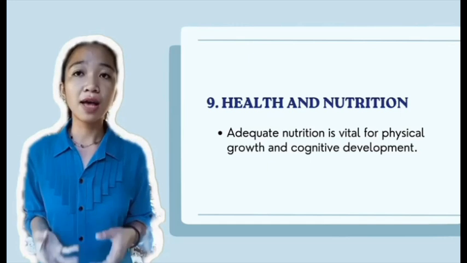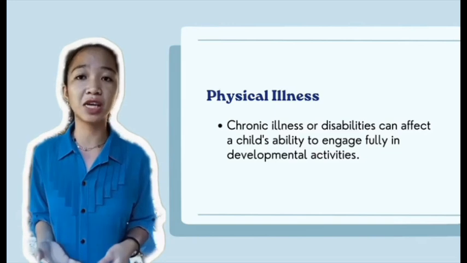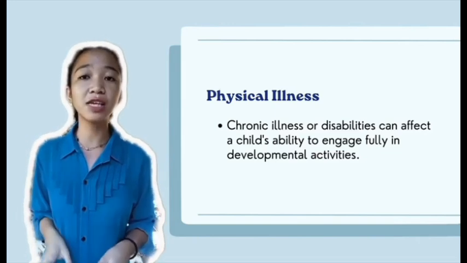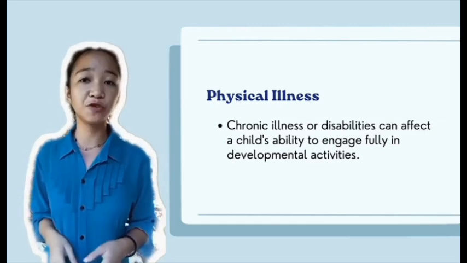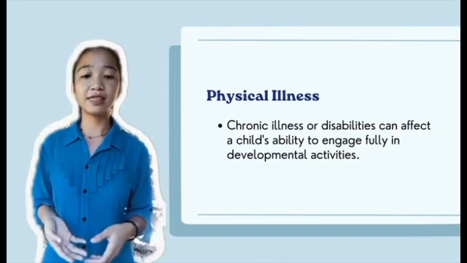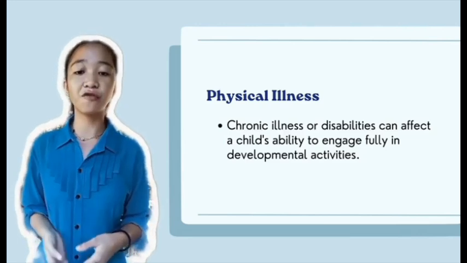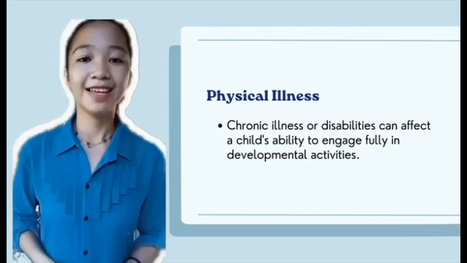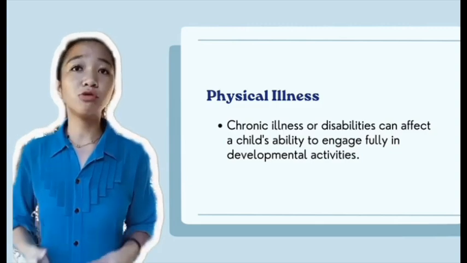Under health and nutrition, there is physical illness. When we say physical illness, a chronic illness or disabilities can affect a child's ability to engage fully in developmental activities. So having a chronic illness or disabilities can make it harder for kids to do things they enjoy. The next discussion is number 10, which is the emotional factors.